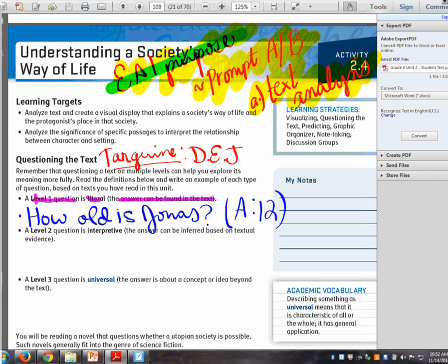So I want you to write a level 1 question about the story by yourself. You've got 1 minute to write your own. So what's a question where the answer is directly in the story? You can pull that answer out.